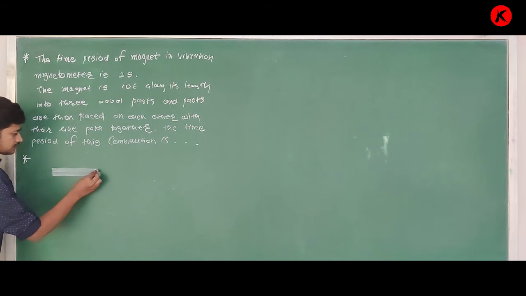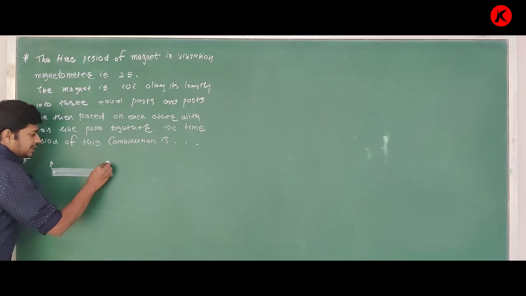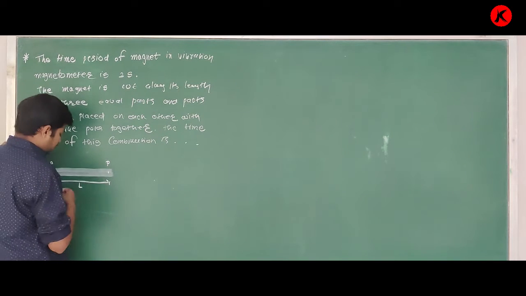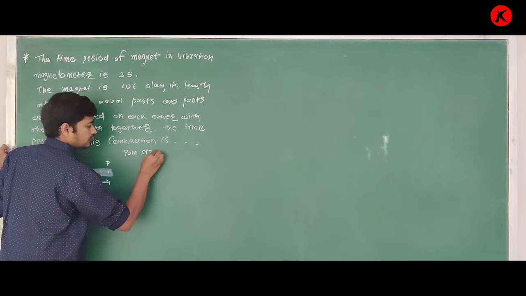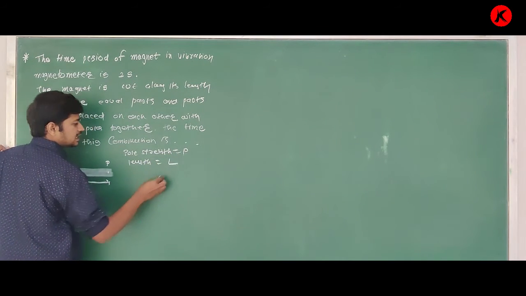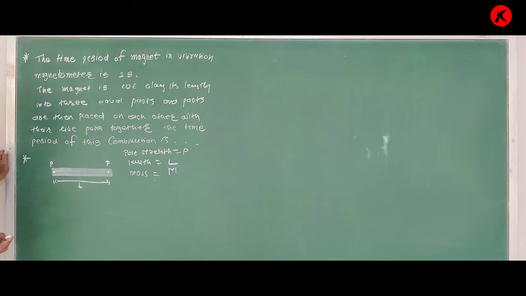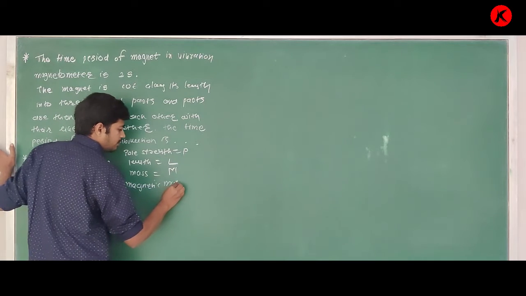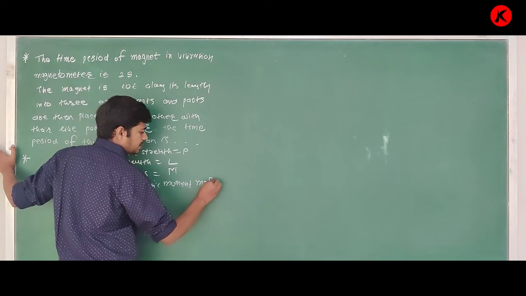Suppose it is a magnet. Its pole strength is P, its length is L, and its mass is capital M. So what is its magnetic moment? Magnetic moment m is equal to P into L.